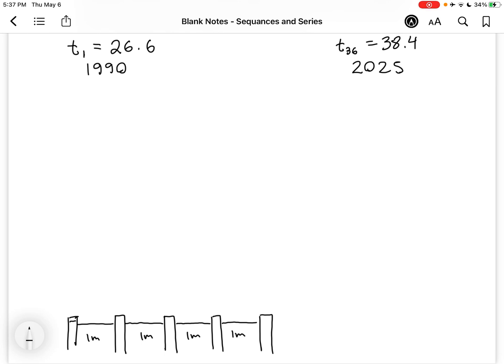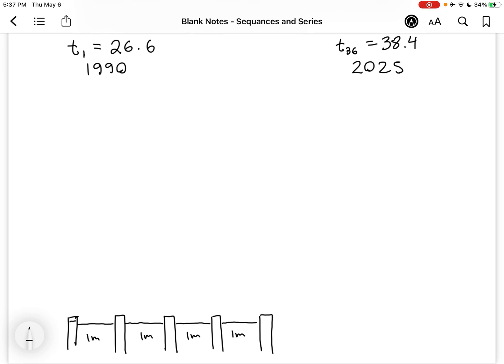This is the exact same situation. The number of years is 35, but the number of quote unquote posts or terms is 36. So that's why the year 2025 is T36 and not T35. This often happens when you're dealing with a geometric sequence with years, so you have to watch out for that. Okay. All right. So T1, by the way, is just T1. T1 doesn't have any r's in it, if you will.